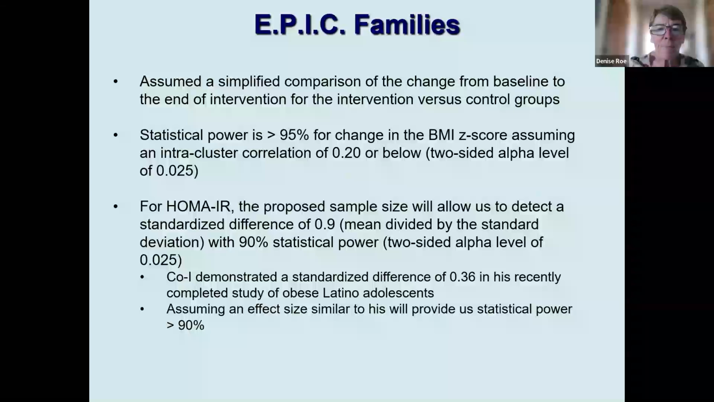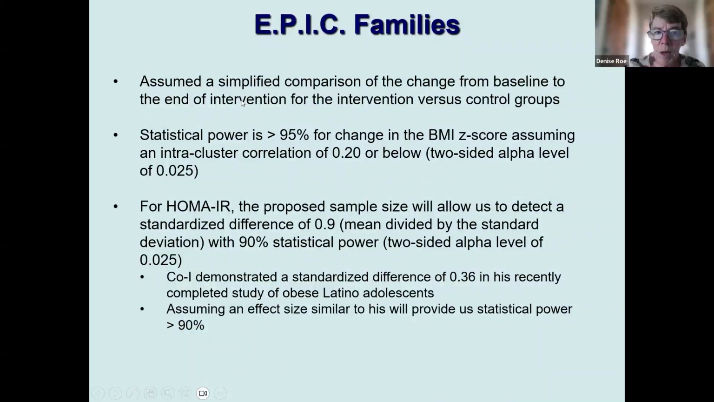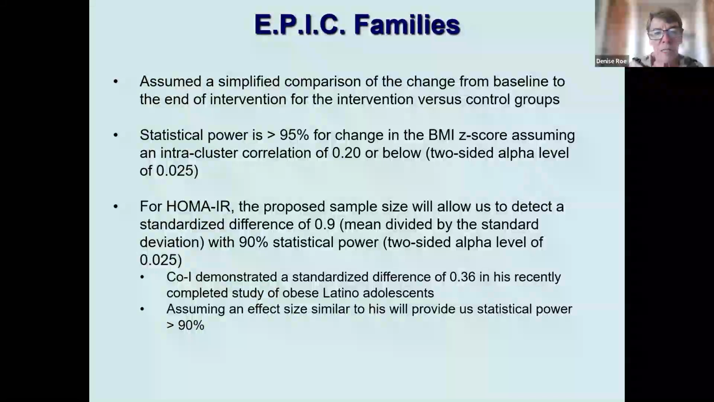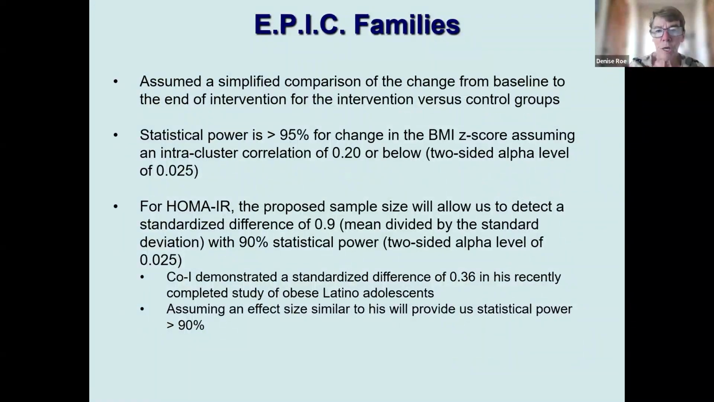So to justify our sample size, in the grant application, we assumed a simplified comparison of the change from baseline to the end of intervention. Our statistical power was at least 95% for change in the BMI Z-score, assuming a correlation of the individuals within a cluster of 0.2 or below.